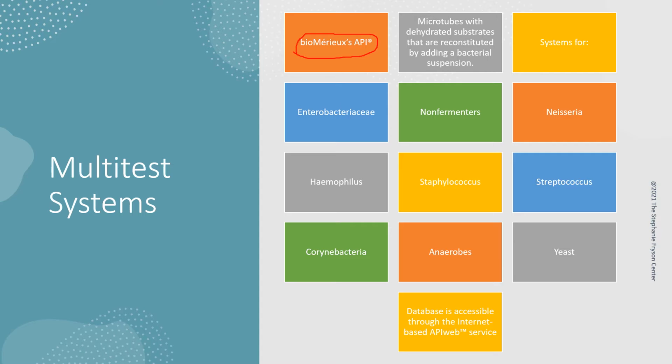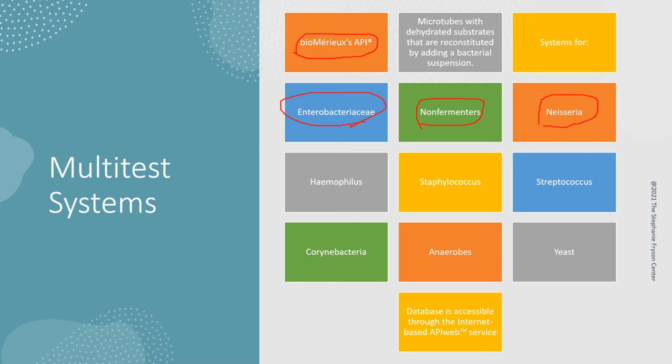There are systems for individual groups of bacteria, such as Enterobacteriaceae. There's an entire system for non-fermenters, an entire system for Neisseria, Haemophilus, staph, strep, Corynebacteria, anaerobes, yeast. So again, these systems exist for different organisms, but you have to know which organism you're looking for. You're going to know that based on the sample that was submitted, the diagnosis that was submitted, and therefore you know which strip to actually inoculate.